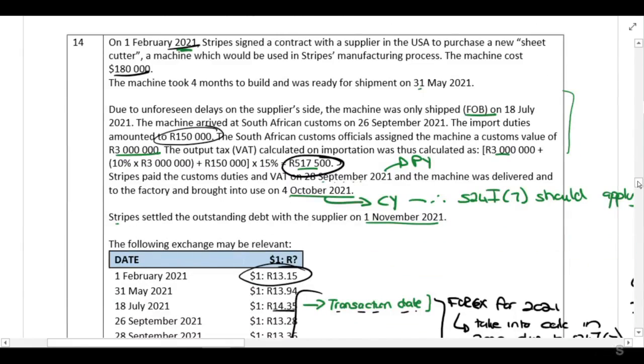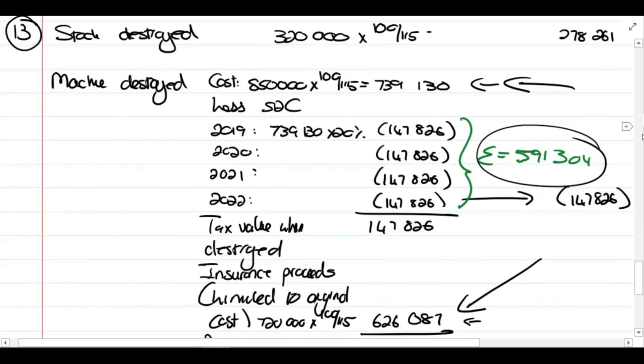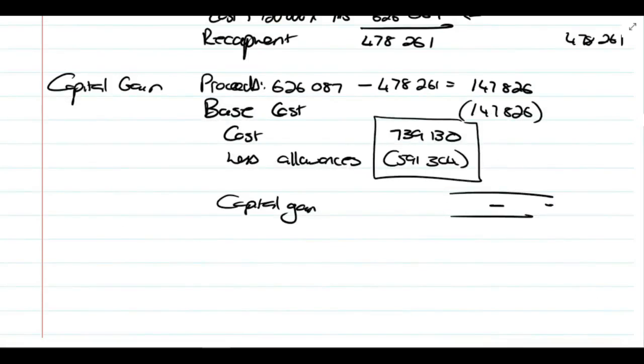Right, then we have number 14, which is this machine that we imported. Remember, we imported the machine, so there must be forex gains and losses as well. Let's start with the cost of the machine. That's what I always recommend. It's the easiest part and it helps us. So, machine imported.